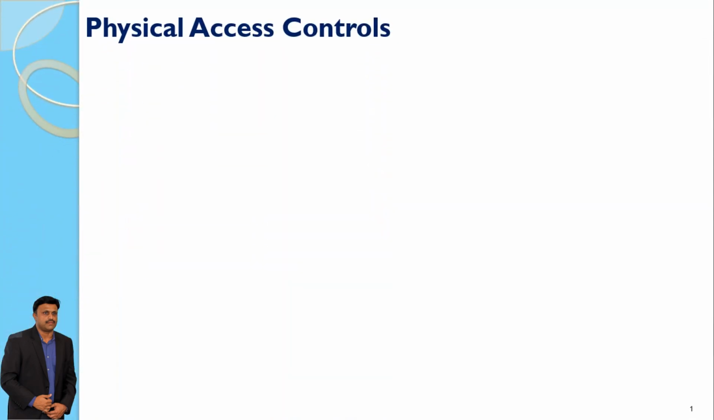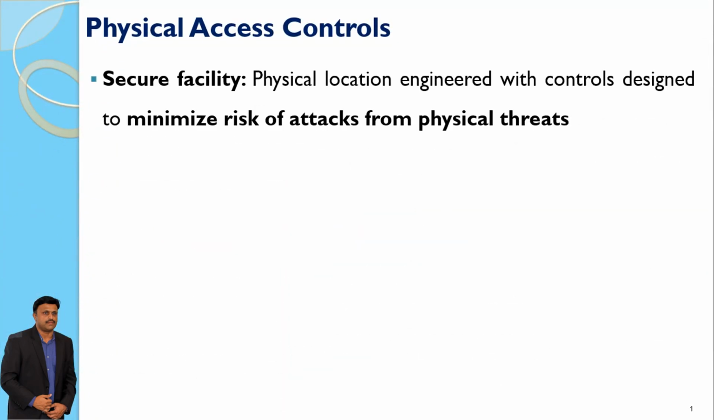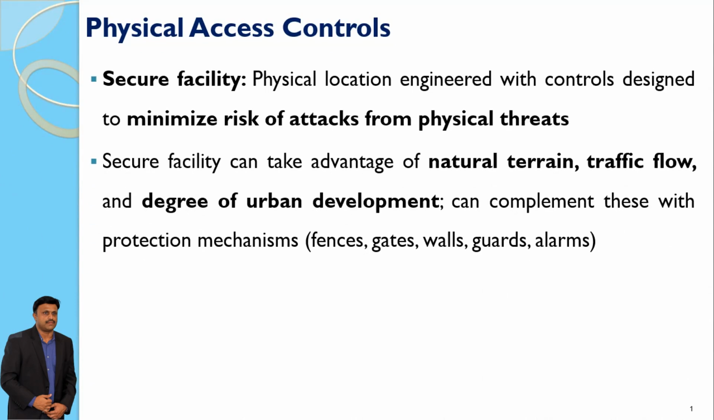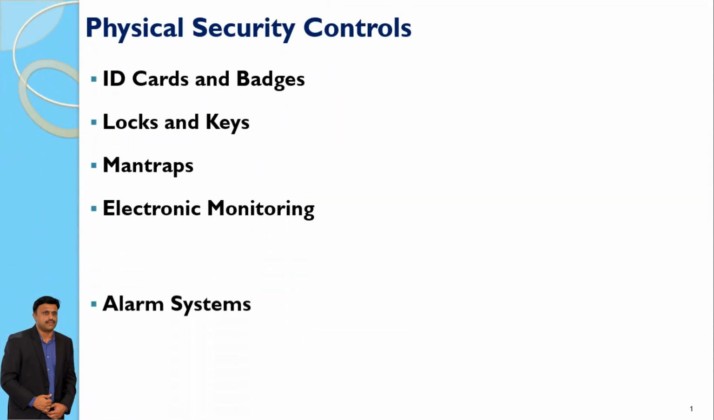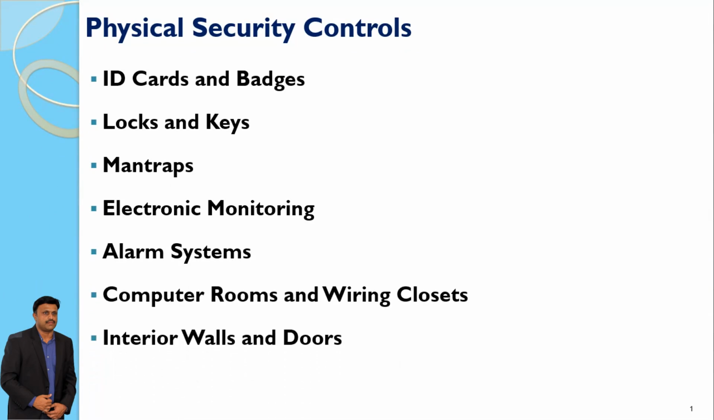Physical access controls are essential for securing facilities. These controls are designed to minimize the risk of attacks from physical threats by leveraging natural terrain, traffic flow, and urban development. There are several physical security controls, including ID cards and badges, locks and keys, man-traps, electronic monitoring, alarm systems, computer rooms, and interior walls and doors.